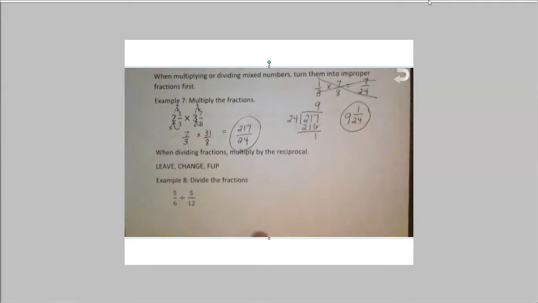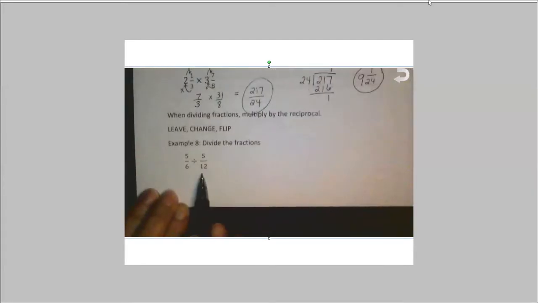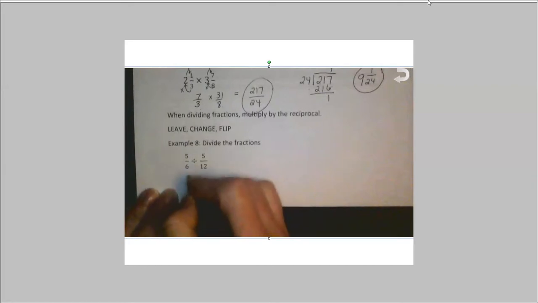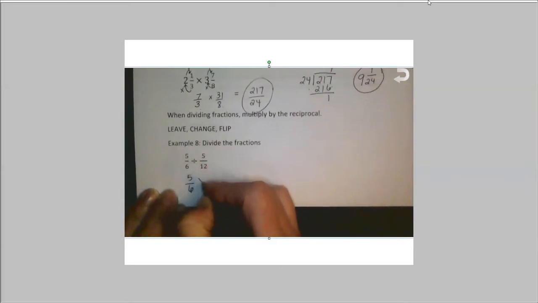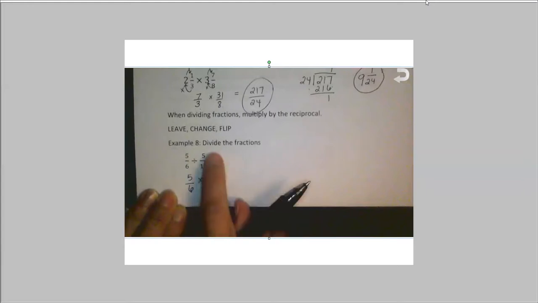Now, when we divide fractions, we will instead multiply by the reciprocal. I like to call this leave, change, flip. So in this problem, I have 5/6 divided by 5/12. We really can't divide the fractions as they are. Instead, we're going to leave the first fraction alone, change division to multiplication, and flip that second fraction. We are multiplying by the reciprocal. Reciprocals just flip numbers around. 5/12 reciprocal is 12/5. So we're going to leave, change, flip, multiply by the reciprocal.